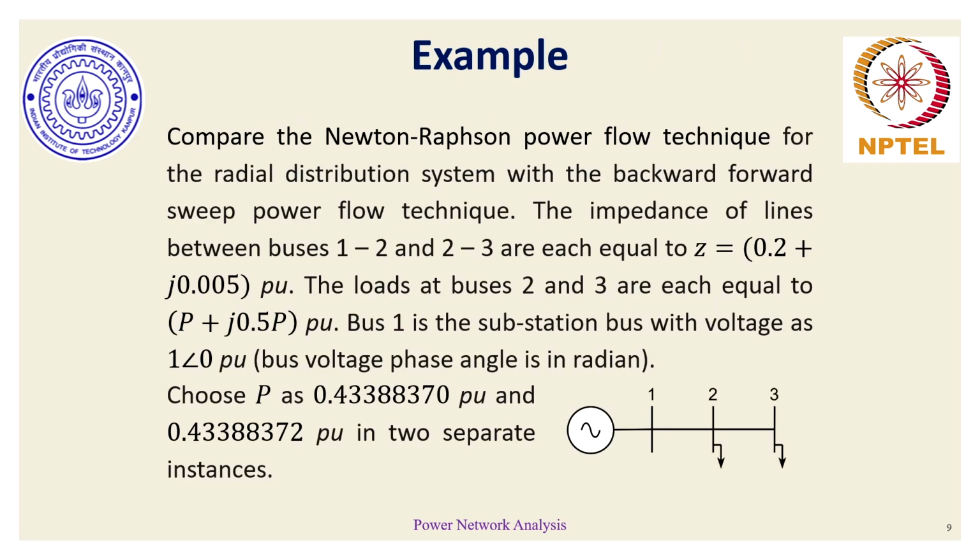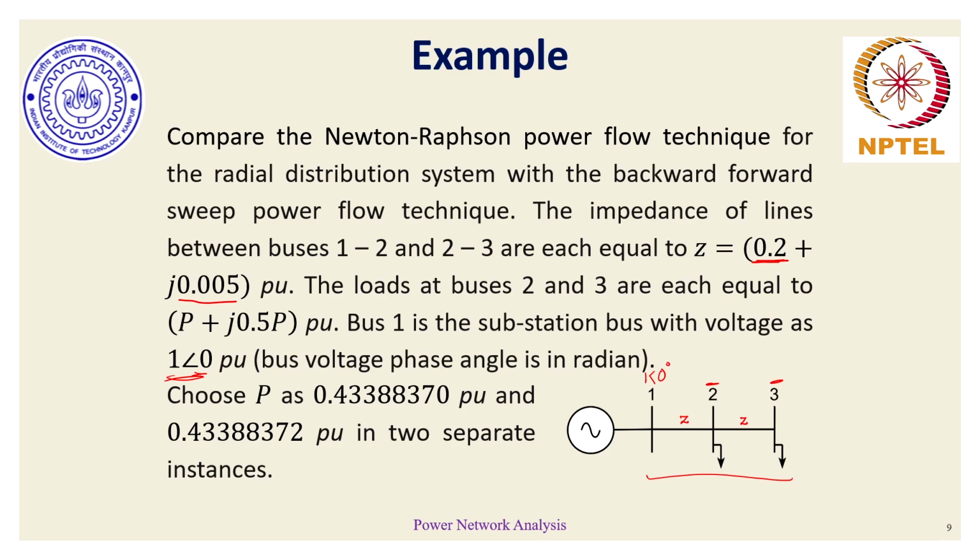I'll conclude this discussion with an example wherein I have a 3-phase radial distribution network. Why am I calling it a distribution network? Because each line has an impedance Z where the value of R is much larger compared to the value of X. Bus 1 is to be considered as the substation bus whose voltage magnitude and phase angle are already specified in the example. And for each of the remaining buses, that is bus 2 and bus 3, which are connected through impedances Z and Z in between, we have considered two cases.